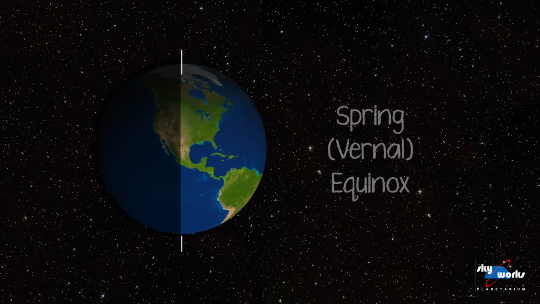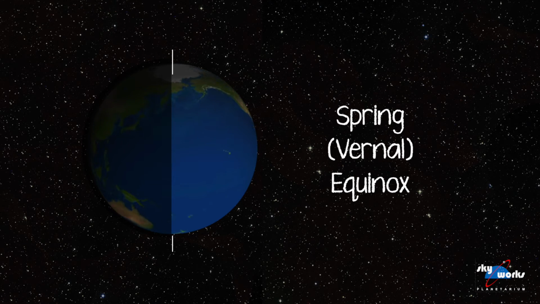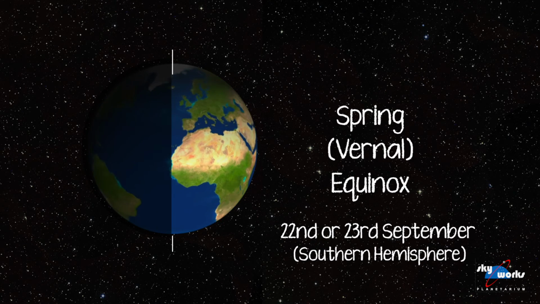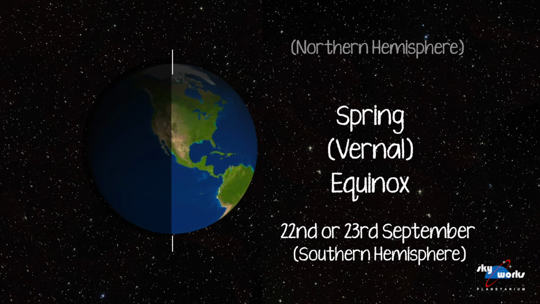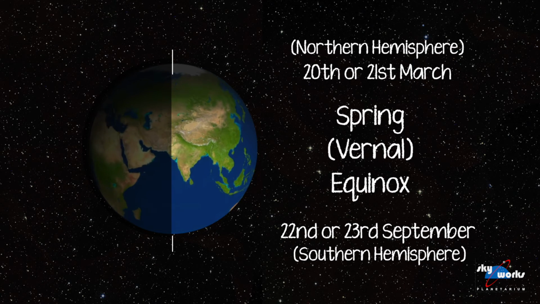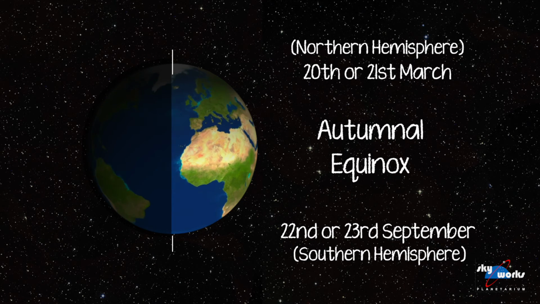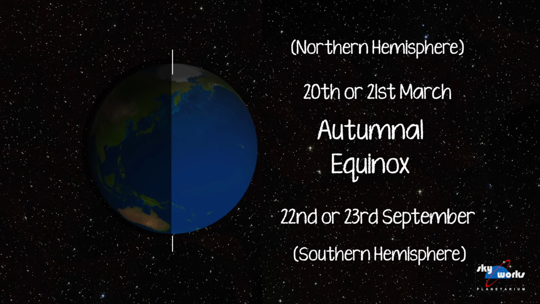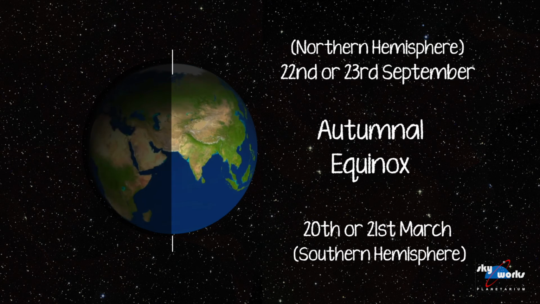This is called the spring or vernal equinox, which occurs on either the 22nd or the 23rd of September in the southern hemisphere, and on either the 20th or the 21st of March in the northern hemisphere. There's also an autumnal equinox, when day and night are of equal length, and all we need to do is swap the northern and southern spring equinox dates.